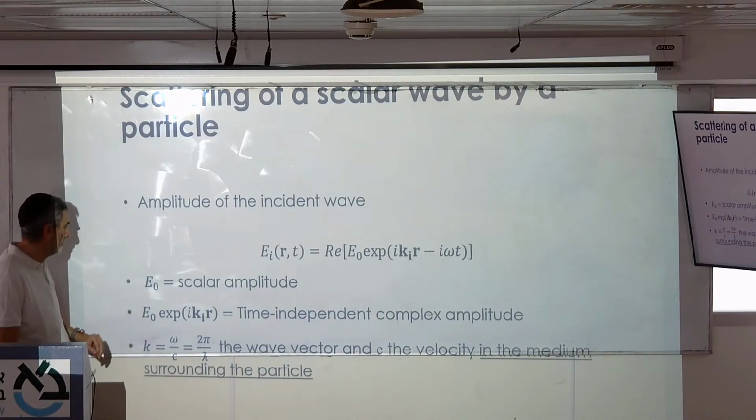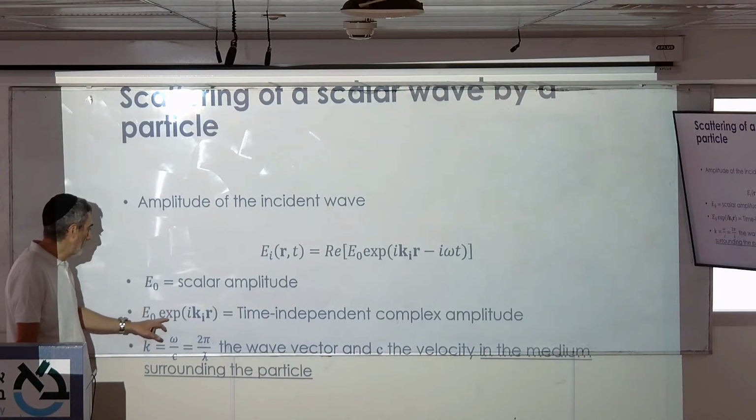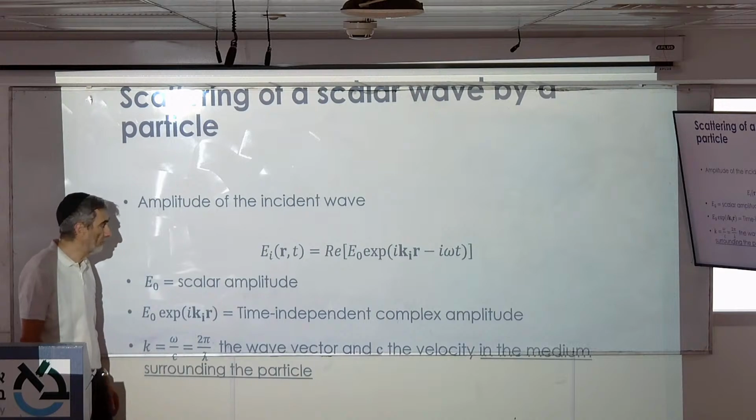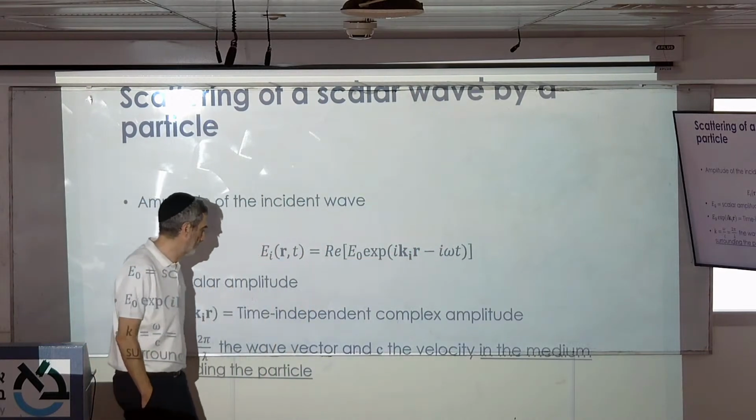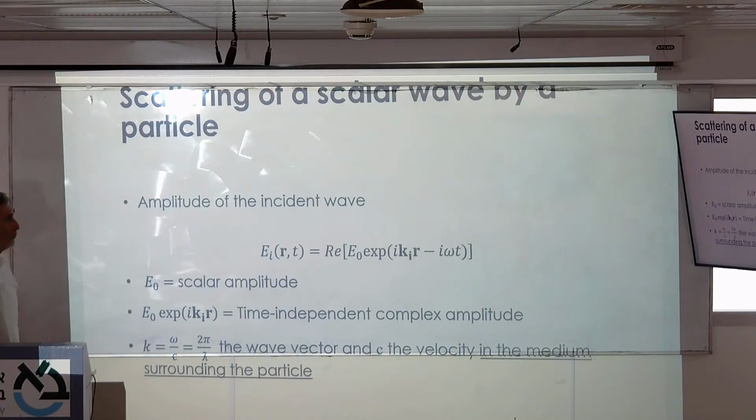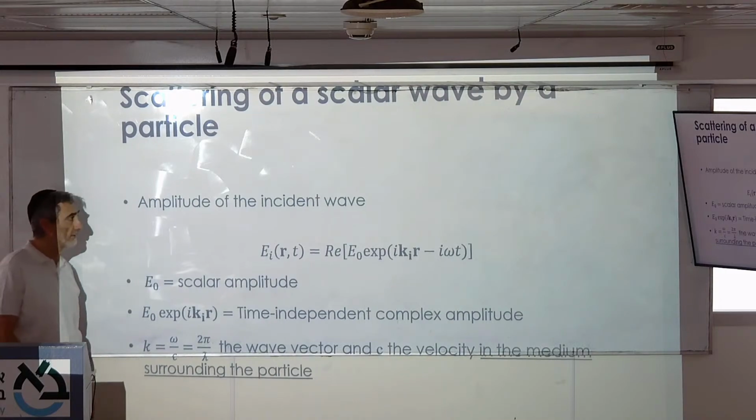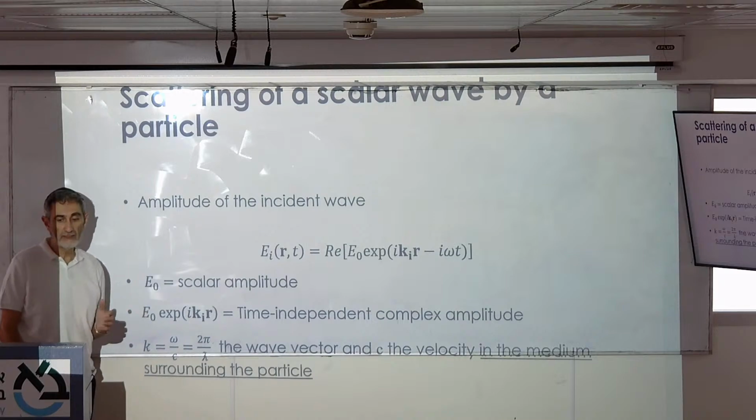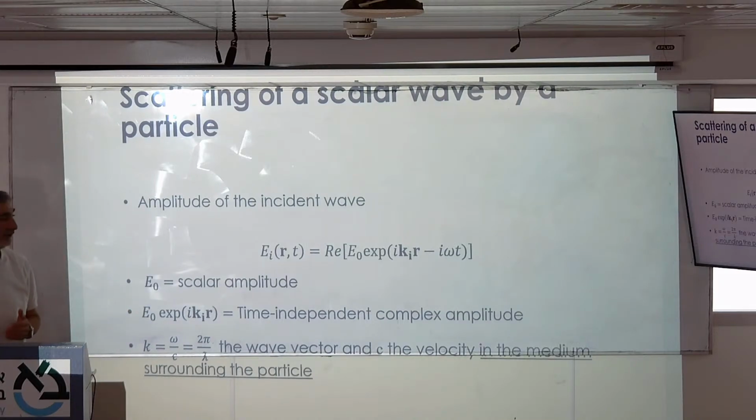So E0 is a scalar amplitude. E0 exponential i k r is what is called the time-independent complex amplitude, if you ignore the time dependence. k is the wave vector, k is omega over c, or 2 pi over lambda. c is the velocity of light, actually the velocity of light in the medium surrounding the particle. That's very important, by the way. Always keep that in mind. Don't take c as the standard velocity of light. Think about the medium, and if there is a matrix, like a medium with index n, you take c over n, not c.